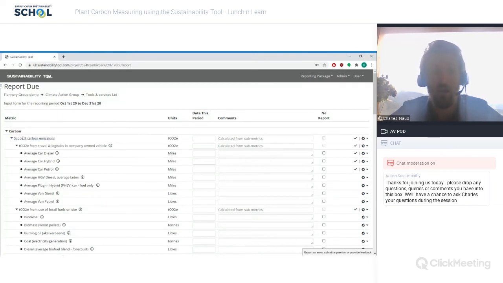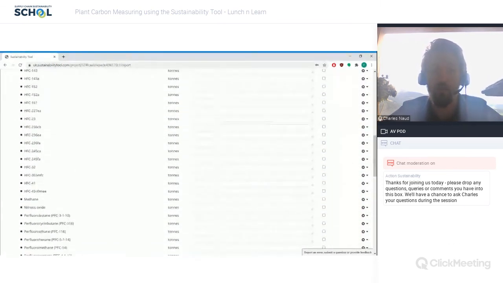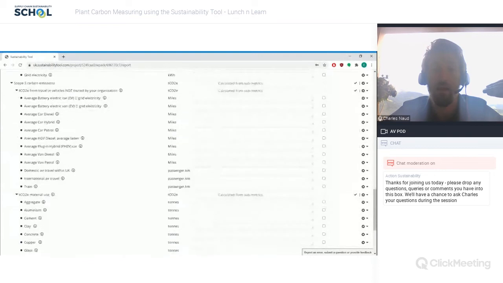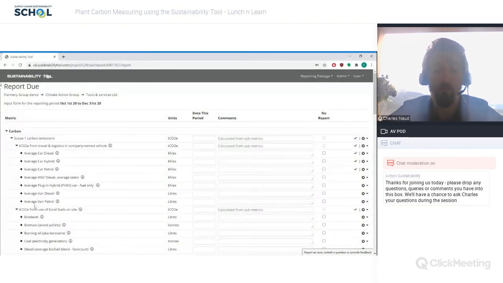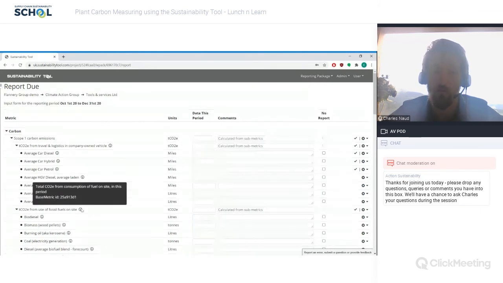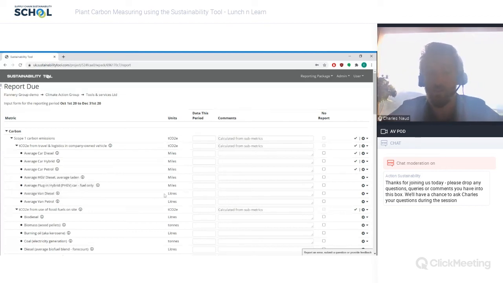And what I have on the left-hand side is all the metrics that I need to report against. And we can see all of those listed here. And that information, if I fill it in, will automatically calculate the carbon emissions of my organization. What we can note is some of these metrics have little information icons, and those are the extra additional definitions that I was referring to that specify exactly what we're looking for, what data you need to report against, so there's no ambiguity. The units, obviously, is something that has to be defined as well. So what we need to report the data in.